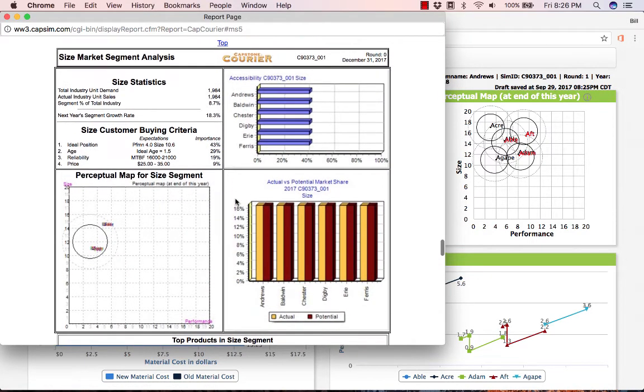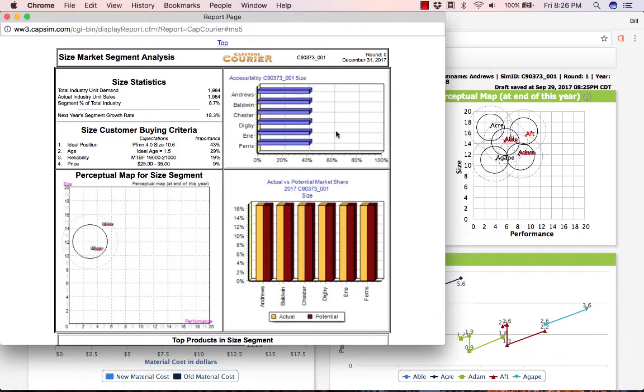There we go. So they're most interested there in the positioning, size of 4.0 and 10.6. Okay, so that's about where they want it. And then age is pretty important to them. They want about a year and a half old. Reliability is third most important. Price is not.